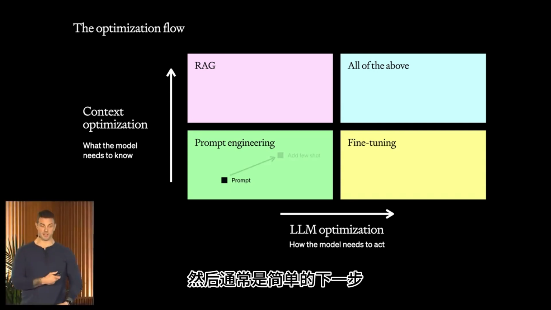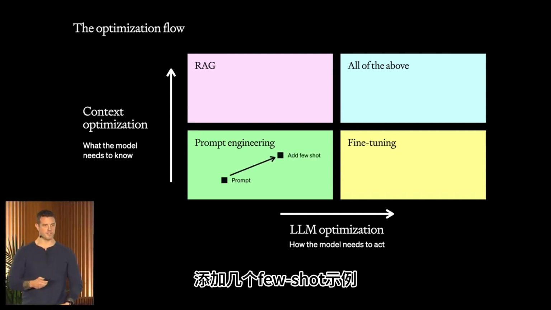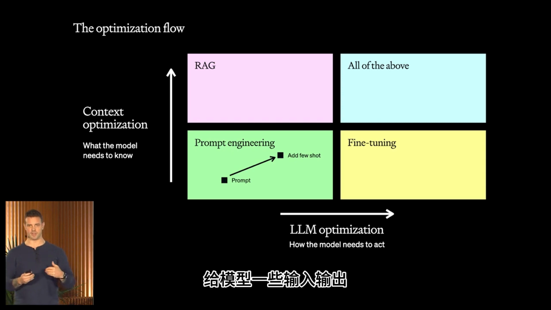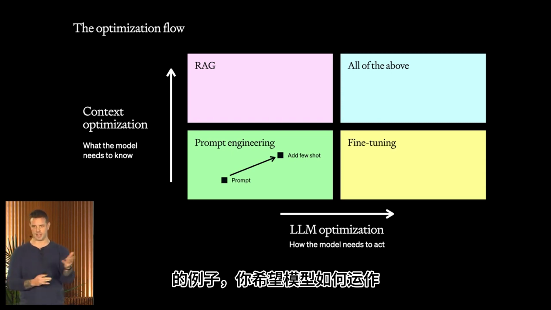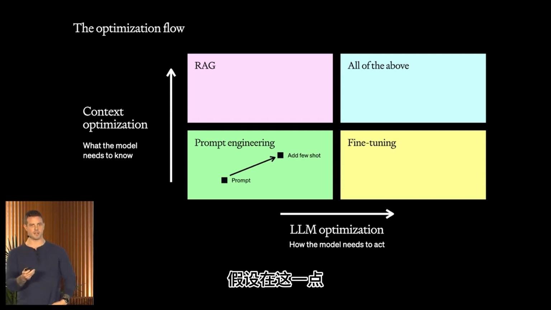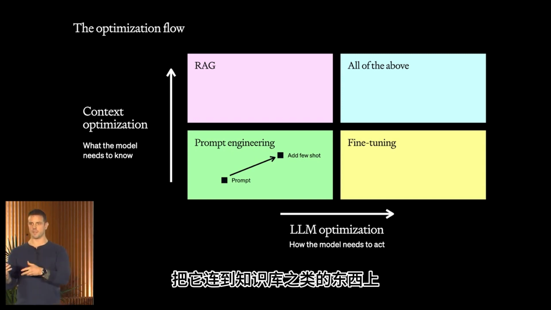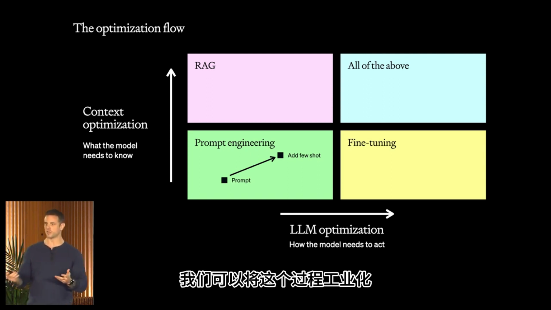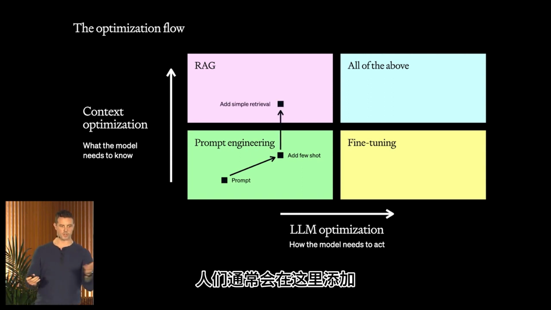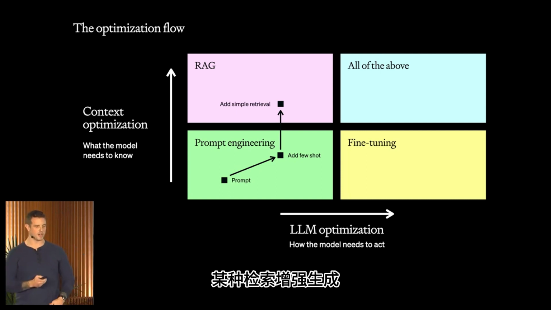Then, typically, simple next step, add few-shot examples. So give the model a couple of input-output example pairs of how you want the model to act. And let's say at this point, actually those few-shot examples increase the performance quite a bit. So let's hook that up to some kind of knowledge base so that we can industrialize that process. And that's usually where folks will add some kind of retrieval augmented generation.